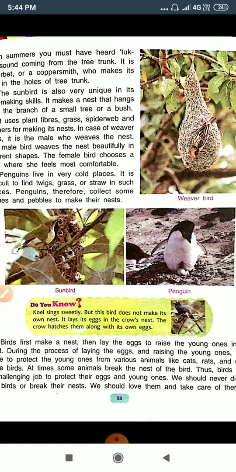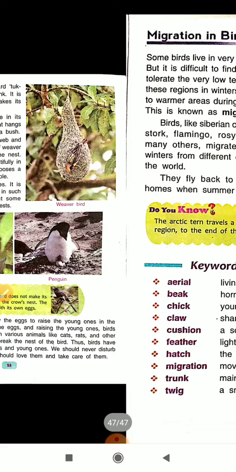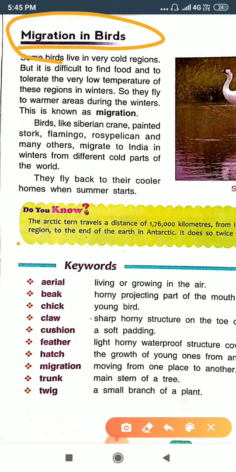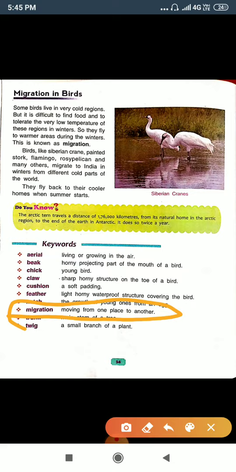Now, I am moving to the next topic. This is very, very important. And the topic is migration in birds. See this topic, migration. You will learn from this. Migration means moving from one place to another. What is the meaning of migration? Migration means moving from one place to another. This is the meaning of the word migration.